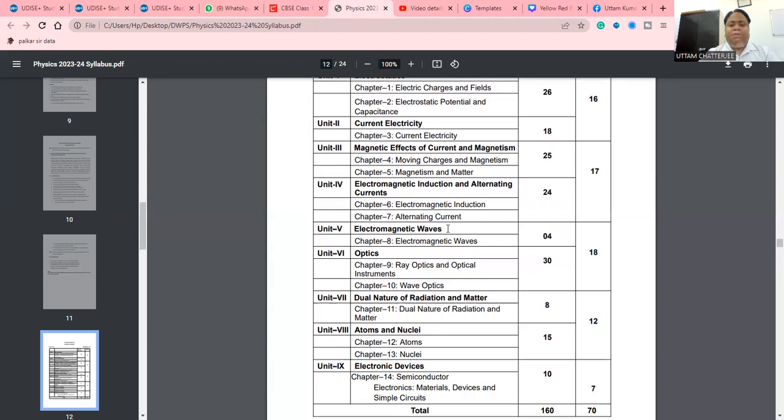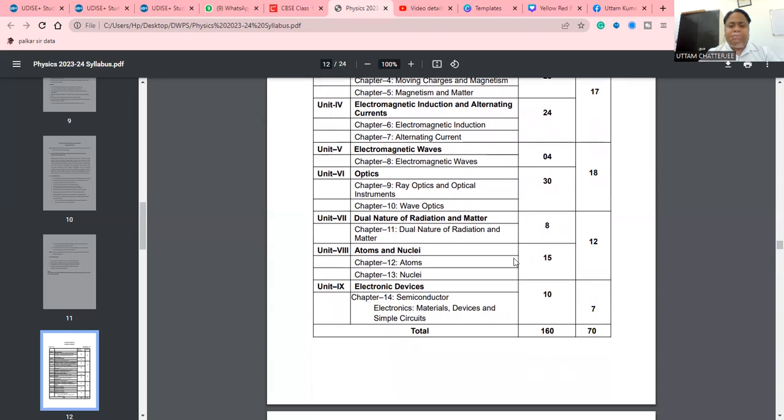So please be present in each of these classes. The fifth one is electromagnetic waves, and the sixth one is optics. In optics, the maximum number of periods is required, around 30 periods, so it will take around 3 to 4 weeks. Then comes dual nature of radiation and matter.